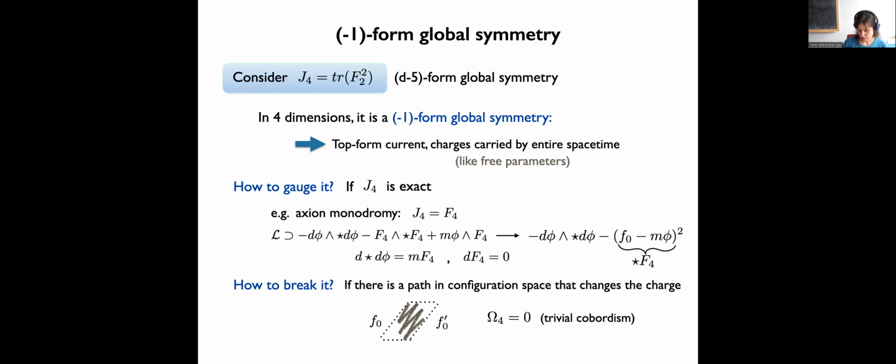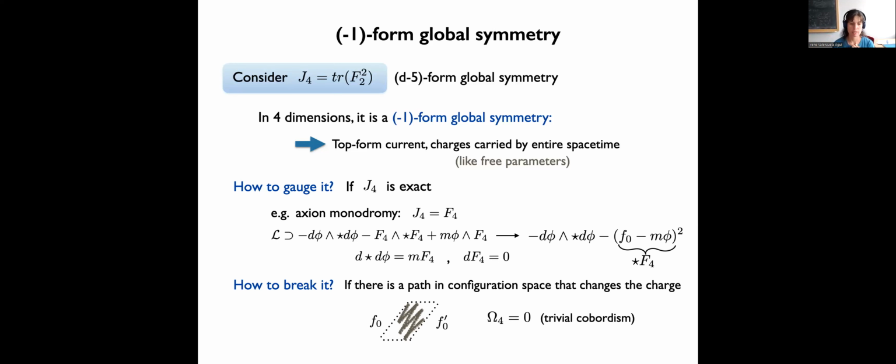The way that we are trying to formulate this better is that breaking these symmetries is equivalent to finding some path in the space of field configurations, not in space-time, but in the space of field configurations, that allows you to deform the charge, to change it.